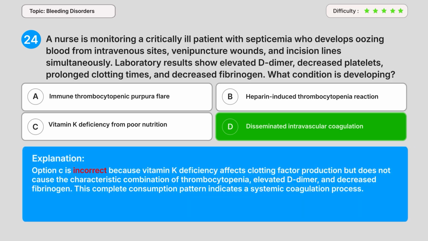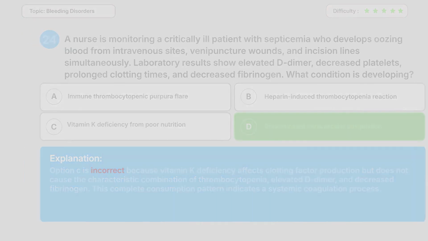Option C is incorrect because vitamin K deficiency affects clotting factor production but does not cause the characteristic combination of thrombocytopenia, elevated D-dimer, and decreased fibrinogen. This complete consumption pattern indicates a systemic coagulation process. This is the classic DIC presentation, and you need to recognize it immediately.